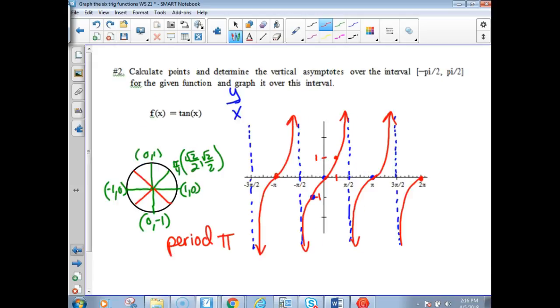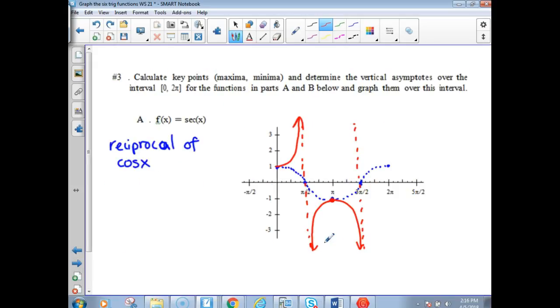Did I remember to plot my, oh, I didn't label points on the tangent. That's okay. I did label them both on sine and cosine though, right? Okay. All right, and then here, since you got an upward trend here, this would be the flip over of that, so it's going to go like this. That is the graph of the secant in one interval.